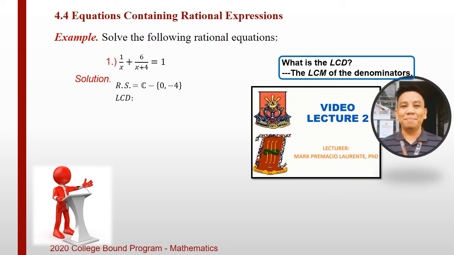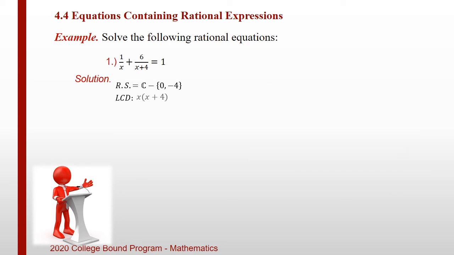You may want to check the video lecture number 2 for more discussions on the LCM. Looking at the denominators, we can conclude that the LCD is x times the quantity x plus 4. Next step will be to multiply the LCD to both sides of the given equations.